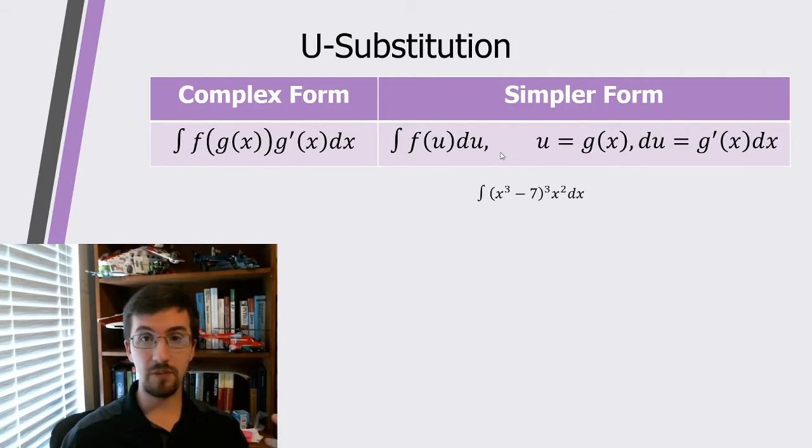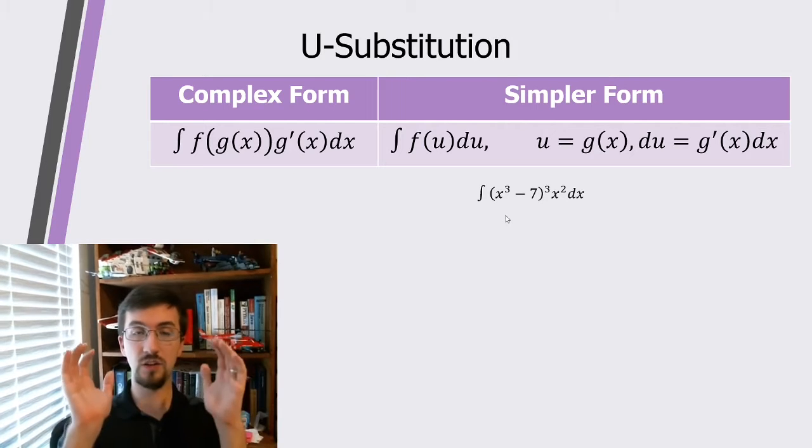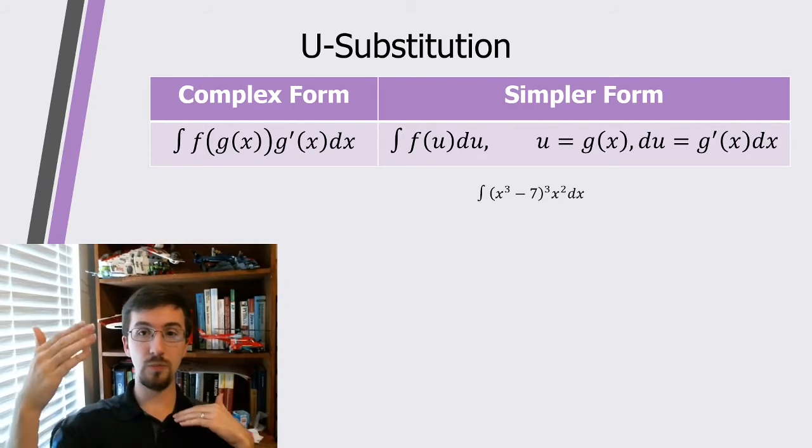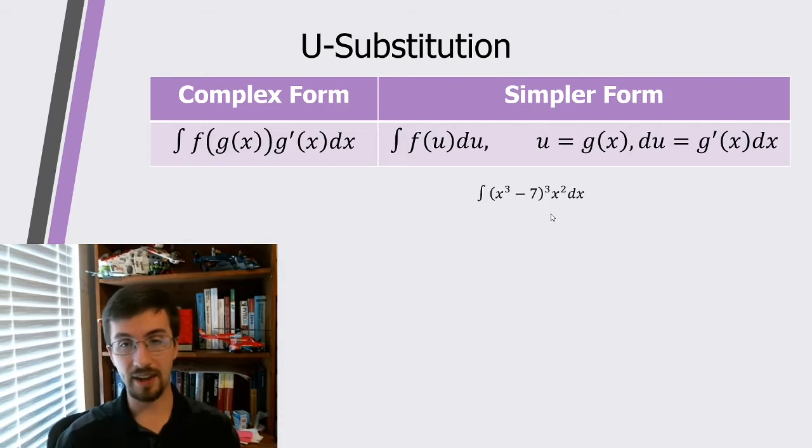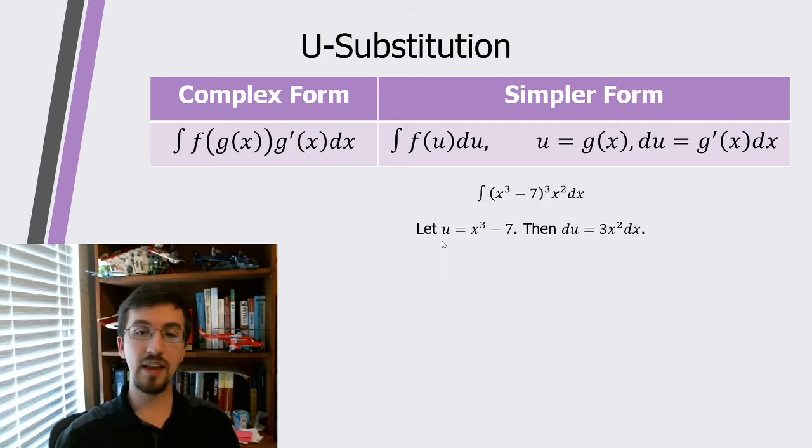Let's look at an example of how this works. If you have the integral of (x cubed minus 7) cubed times x squared dx, we're going to let u be x cubed minus 7. Why did we pick this? Because it looked like the ugliest part of this whole thing. There are obviously slightly better reasons, but generally, when you're doing u sub, if it looks ugly, it's probably going to be the part that you're substituting.